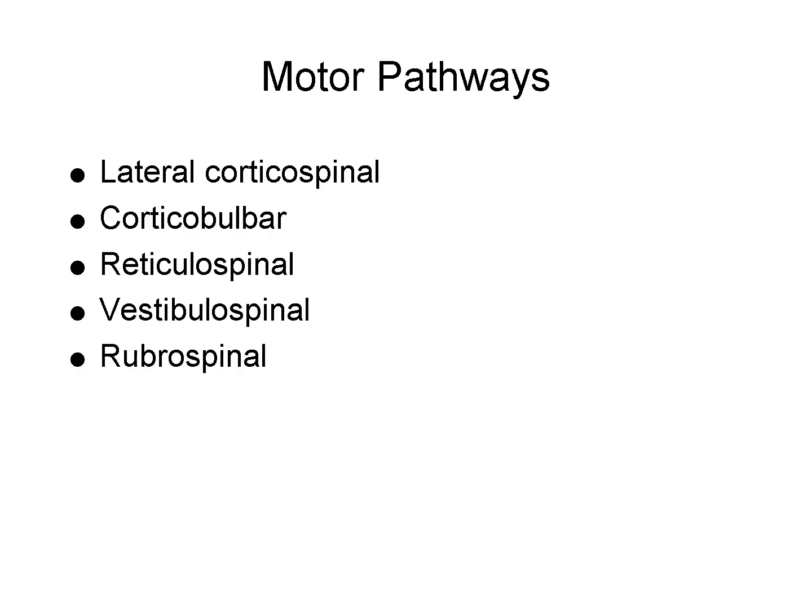Motor pathways are responsible for controlling voluntary and involuntary movement. Key tracts include the lateral corticospinal tract, which carries signals for skilled movements, and the corticobulbar tract, which controls cranial nerve function. Additional tracts such as reticulospinal, vestibulospinal, and rubrospinal modulate posture, balance, and motor tone. Together, these pathways coordinate complex movement.